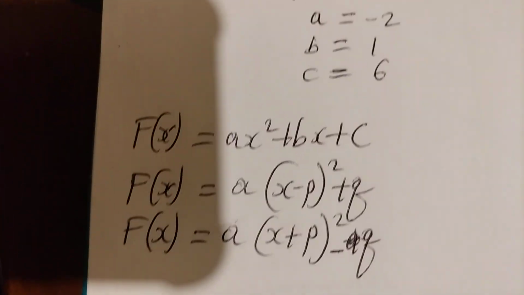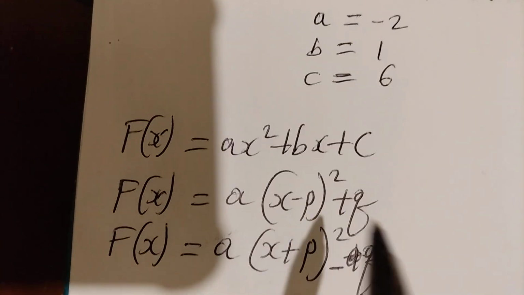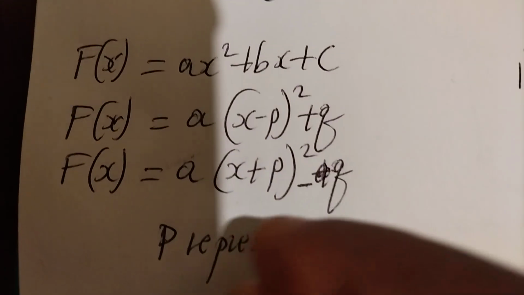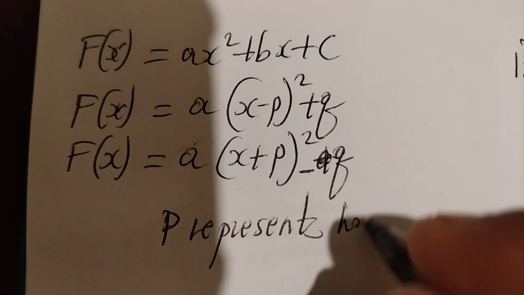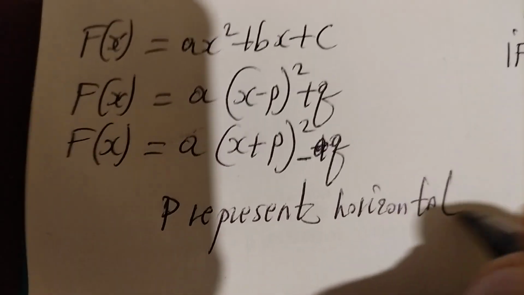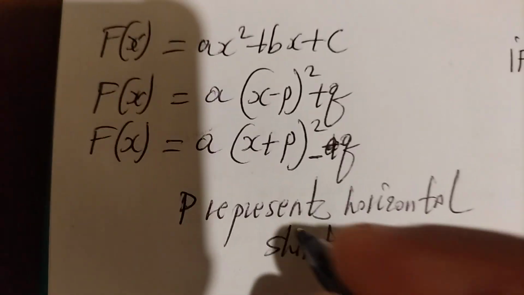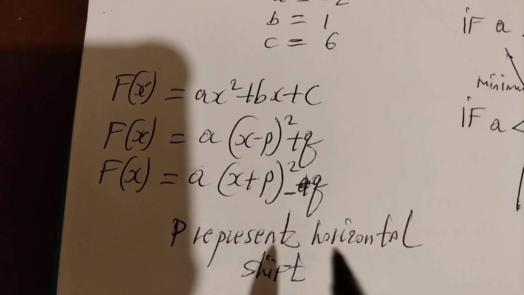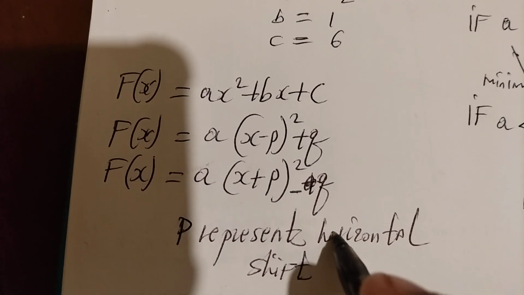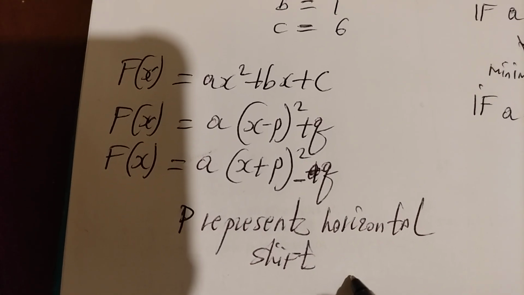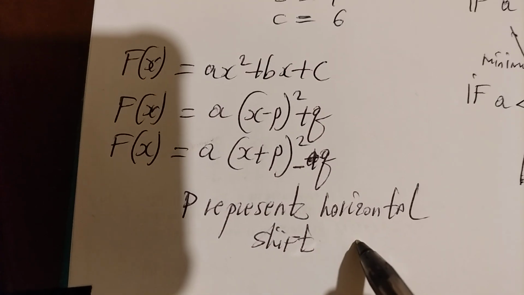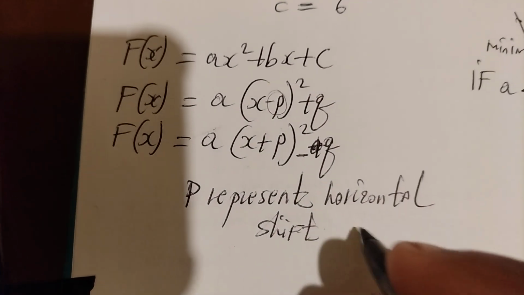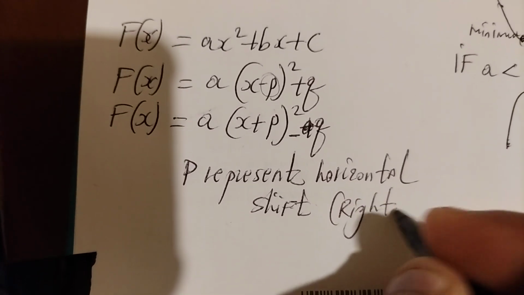Now it's important for me to do it in both ways, because it's important to understand that p represents what we call a horizontal shift. Horizontal shift is in two ways, in two sides, left or right. So the shift here is horizontal, and especially in the first one, the direction is to the right side.